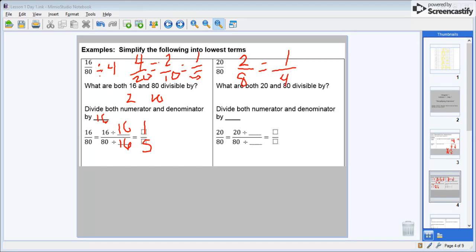2 gives me 4. So in this case, I could divide both numerator and denominator by 10, and then by 2. We're going to go ahead and type this in. If I were to do that, I would start off by 20 divided by 10 here, just like I did above, and that gave me 2. 80 divided by 10 gave me 8, and then divide both of those by 2, and I get 1 and 4.